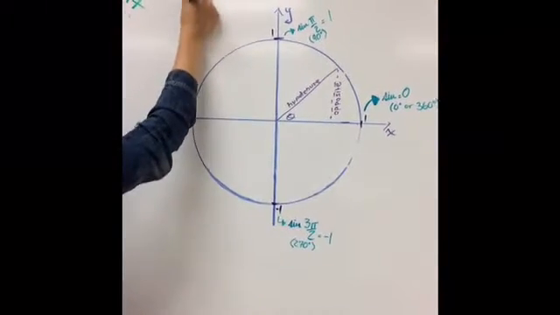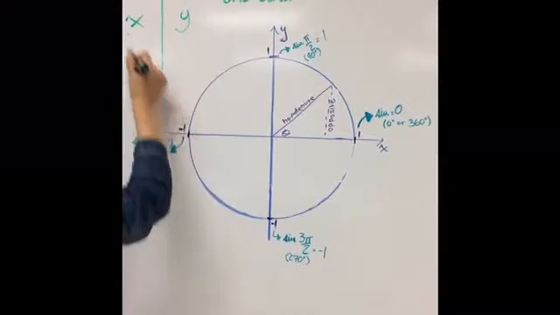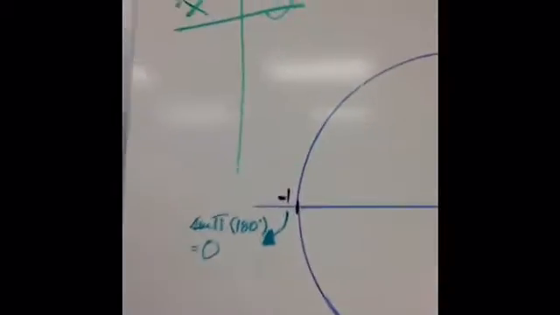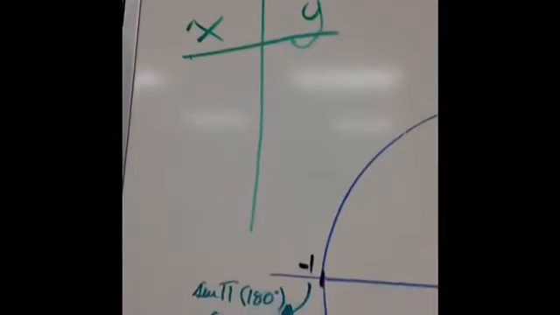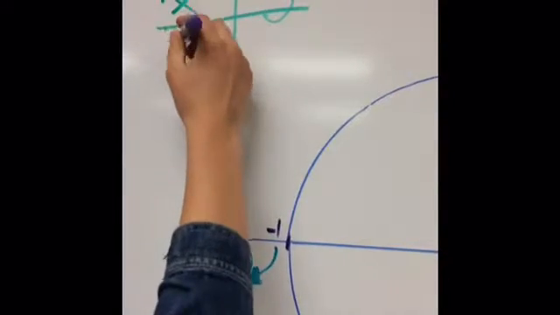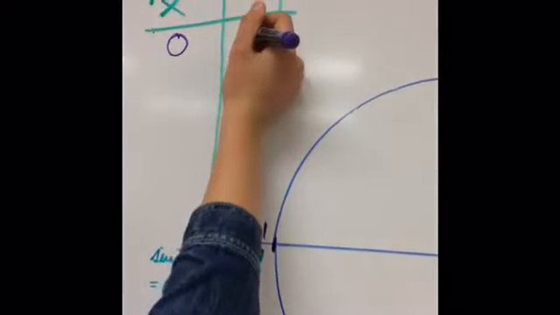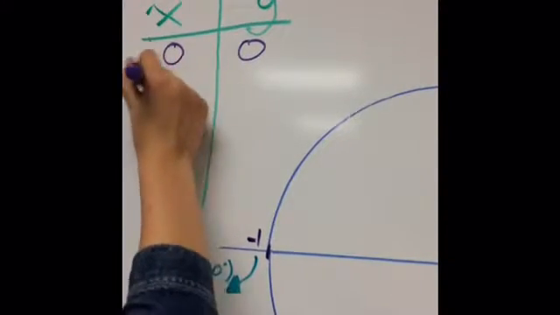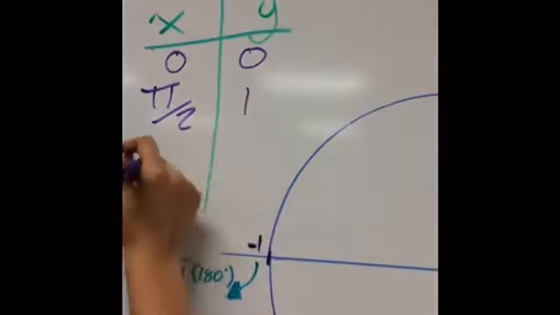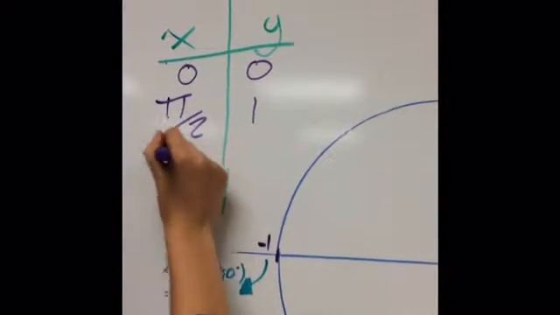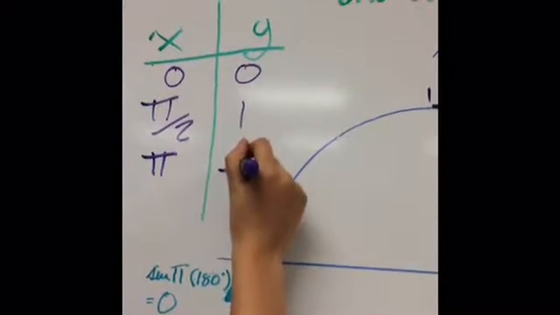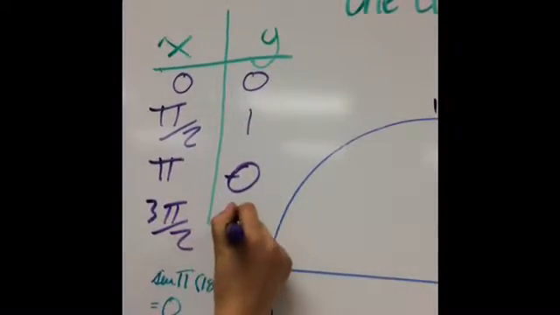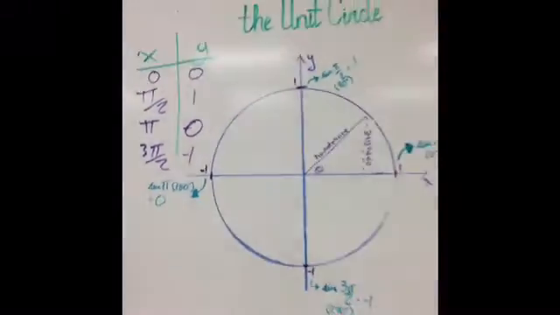If we look at the unit circle, we can pull off of it the main points that will be on our graph. When x is 0, y will also be 0. When x is pi over 2, y will be 1. When x is pi, y will be 0. When x is 3 pi over 2, y will be negative 1.